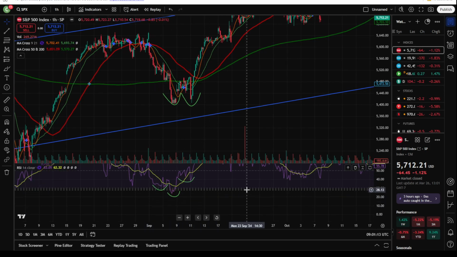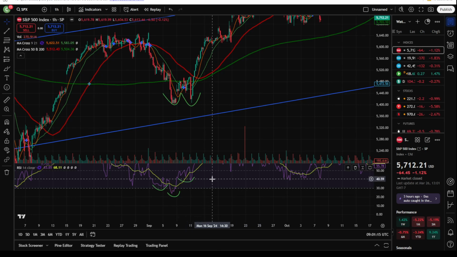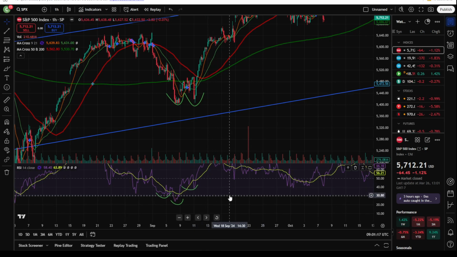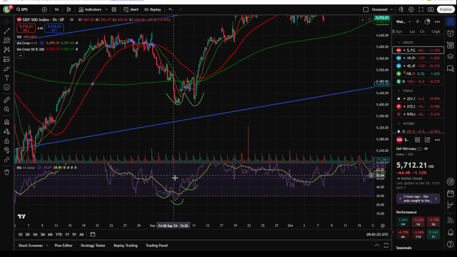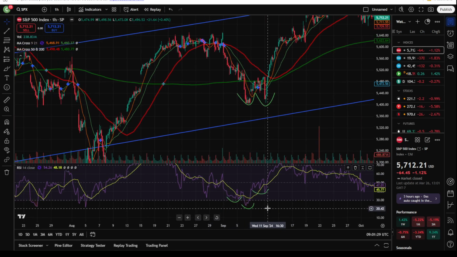This is a different strategy that I'm teaching you guys. You could actually use the formations within the RSI as well to find things. Even though this isn't an inverse head and shoulders, it's a W pattern. You could see an inverse head and shoulders here, which is pretty cool.